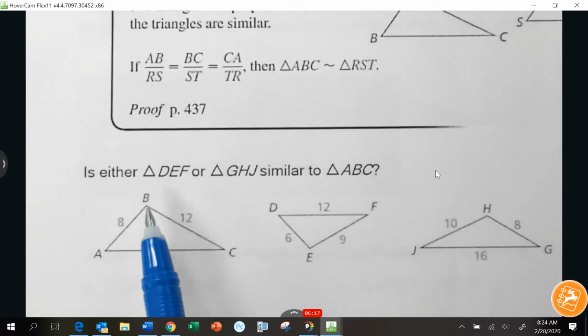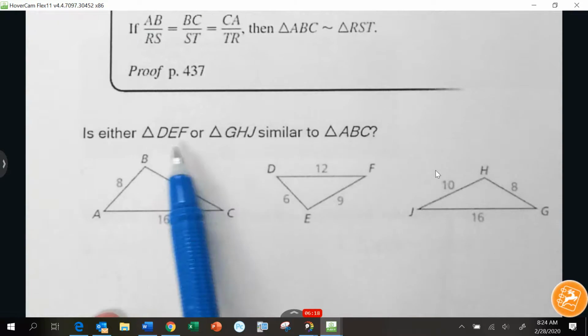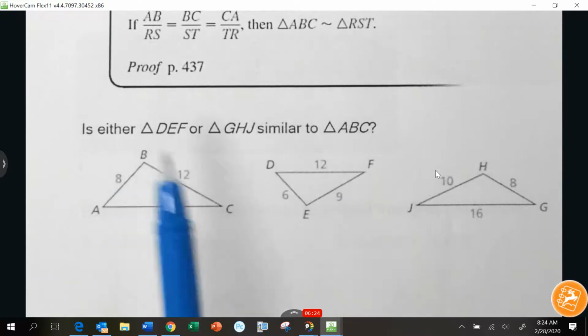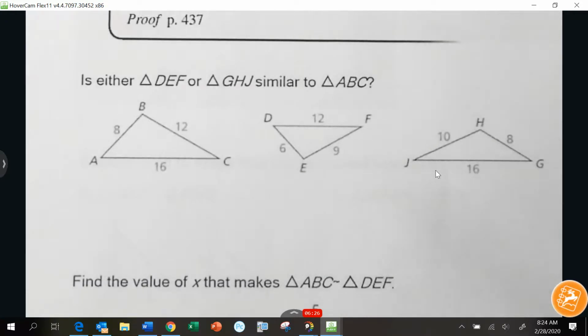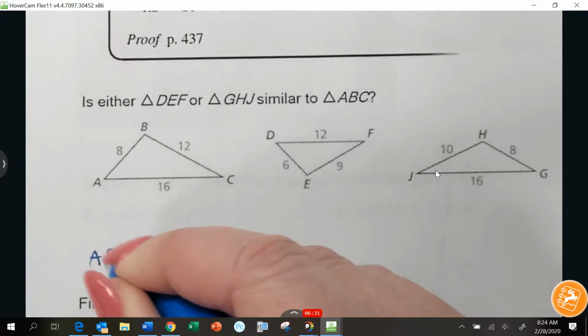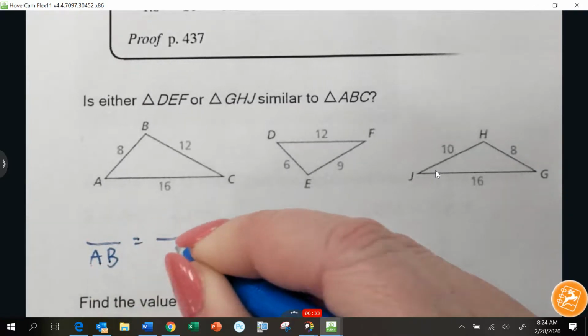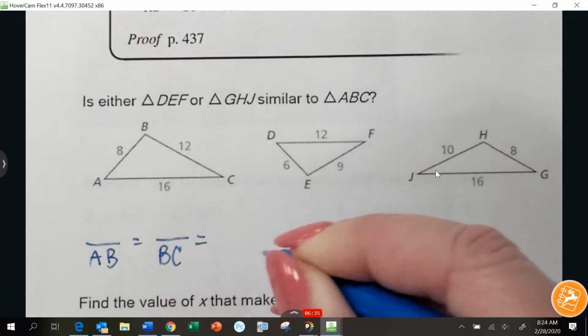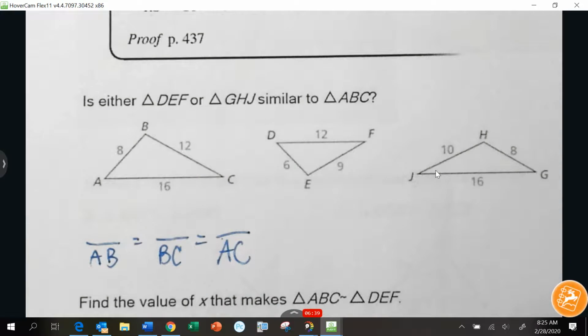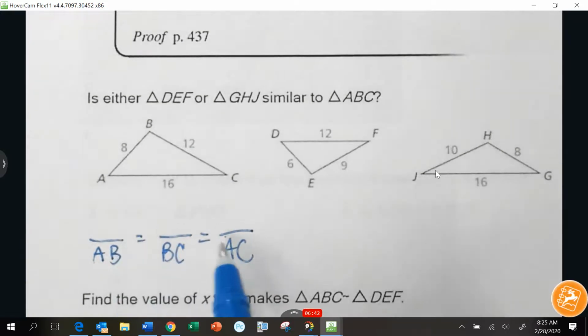So here is triangle DEF, which may be similar to triangle ABC. I'm going to start with ABC. In order for it to be similar, we need to have AB, BC, and AC. We're going to fill in the numbers in a moment. We have to have all of those. It can be either all three tops or all three bottoms. It doesn't matter which one it is, but we need to have all of those equal.